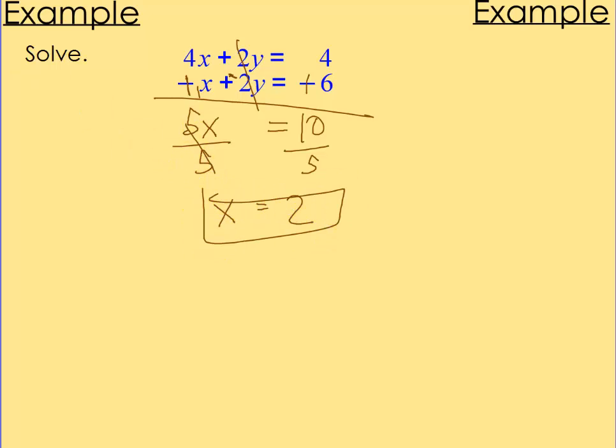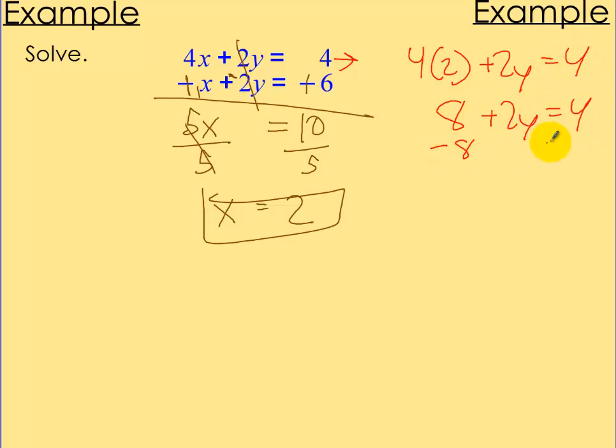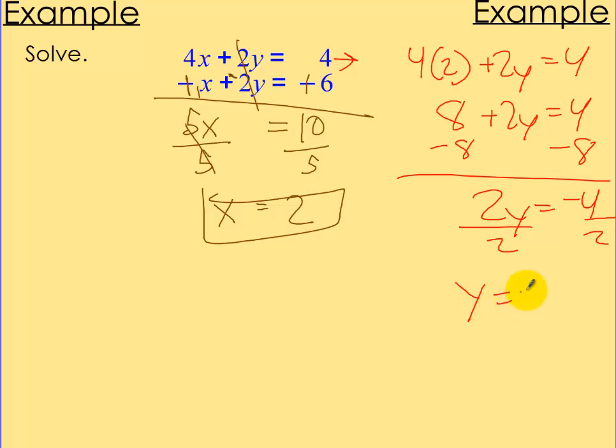So if x equals 2, I'm going to substitute to find my y. I'll take the top equation. So it'll be 4 times 2 plus 2y equals 4. So 8 plus 2y equals 4. Subtract 8 on both sides. You get 2y equals negative 4. Divide by 2, and y equals negative 2. So my final answer as an ordered pair is 2, negative 2.